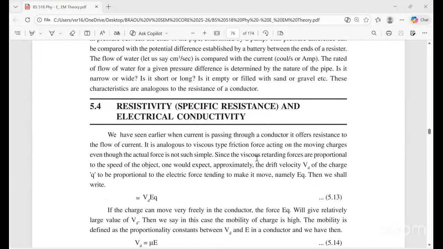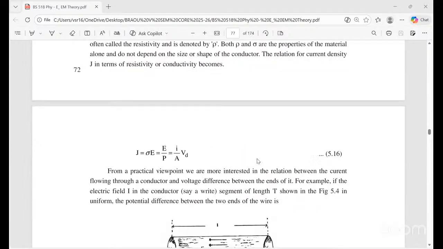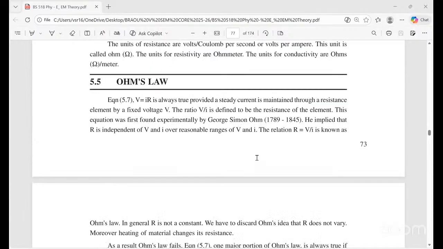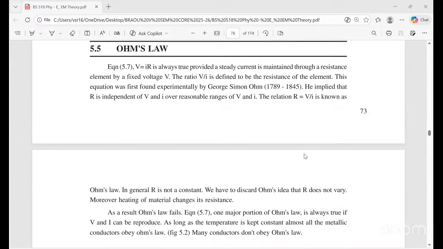So this is only the definition. The thing is that here you can go for Ohm's law. So this Ohm's law, V equals IR, is always true, given that the ratio V by I, that is volt per ampere, that is potential difference per current, is always defined as the resistance of the conducting material.